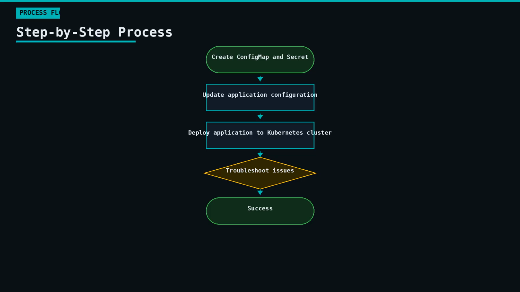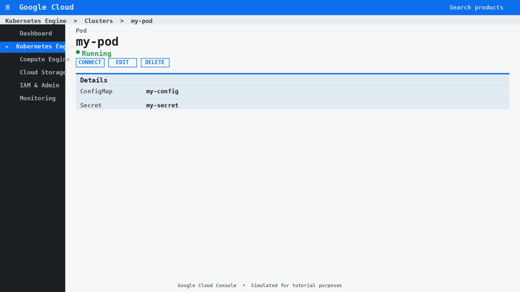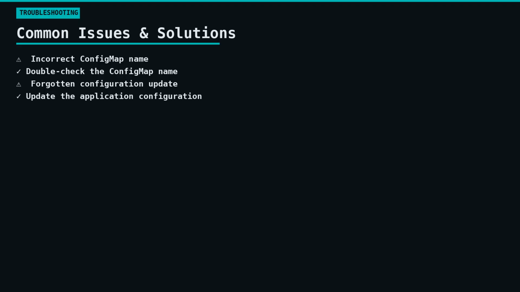Let's verify that our config map and secret are working correctly. We'll check the Kubernetes console to see if our application is using the config map and secret. Look for the config map and secret names in the console, and verify that the application is using the correct configuration data. Common issues beginners face include incorrect config map or secret names, or forgetting to update the application configuration.